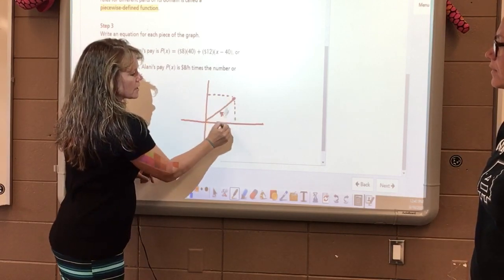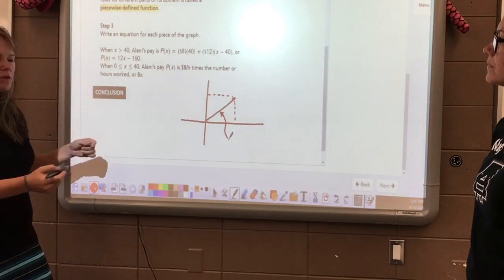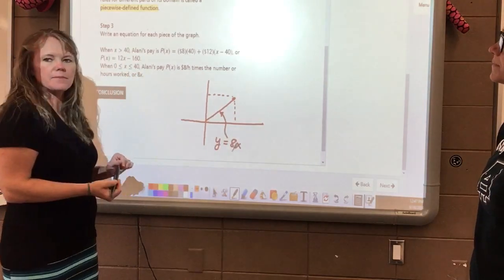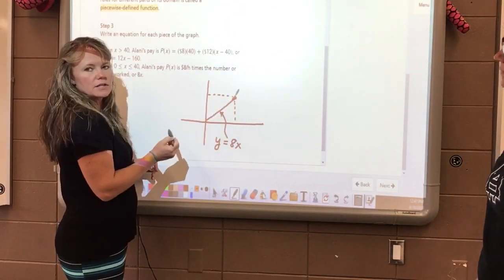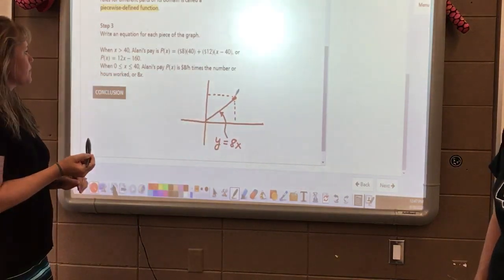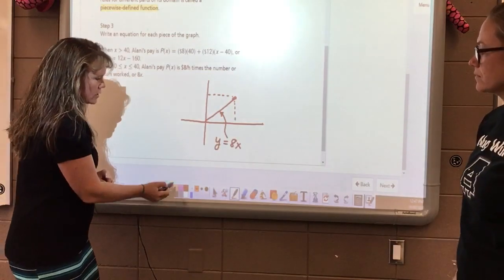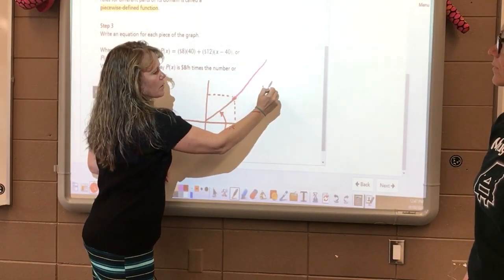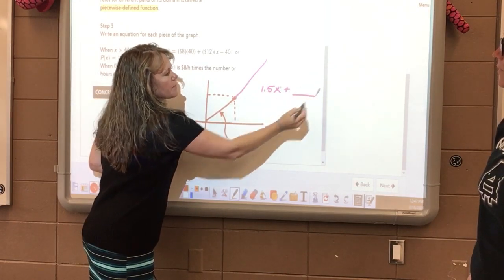So we need to first come up with an equation for that part of the graph. 8 times how many hours she works. So you could think of this as y equals 8x, right? Now for this one, we need to know, where does this start for the other part of the equation? And so we know that the slope for the second part is 1.5. It's going to be 1.5x plus something.